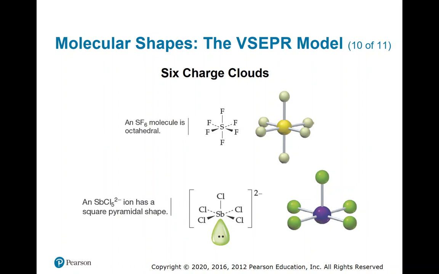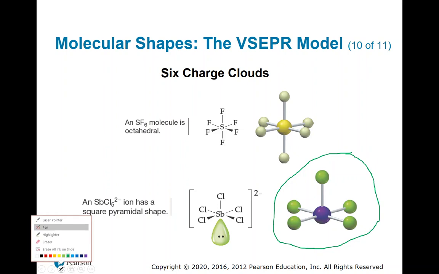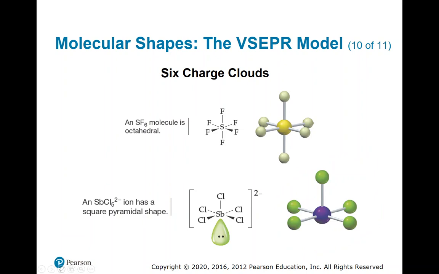And you might notice, if we look over at the shape of the ion itself in a space-filling model, that it forms a square pyramid shape. So, a pyramid with a square base. And so the name for this geometry is just square pyramidal, simple enough.